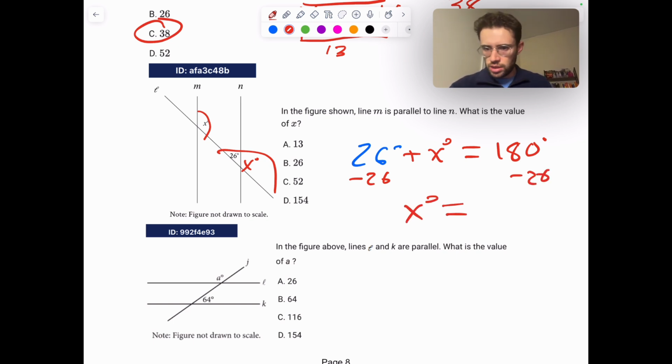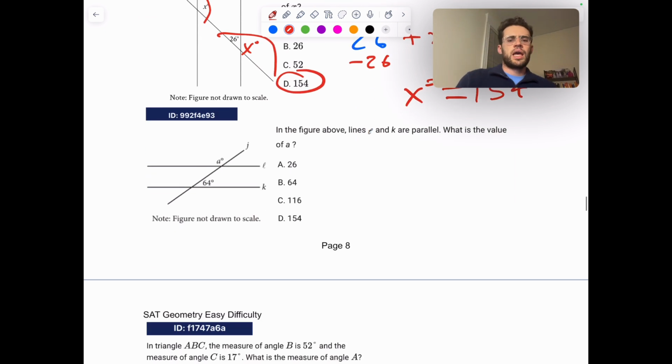And that gives us, this is going to be 154 degrees. So x is 154. In the figure above, lines L and K are parallel. What is the value of A?